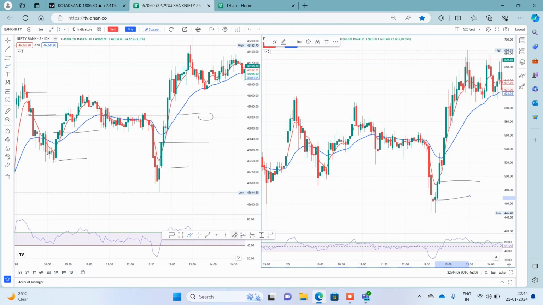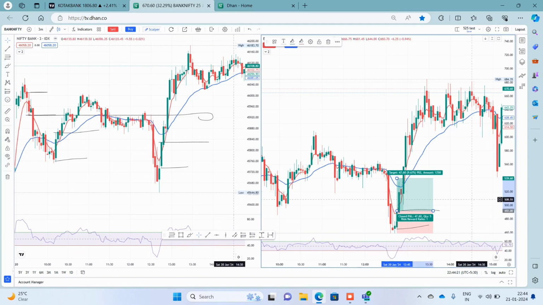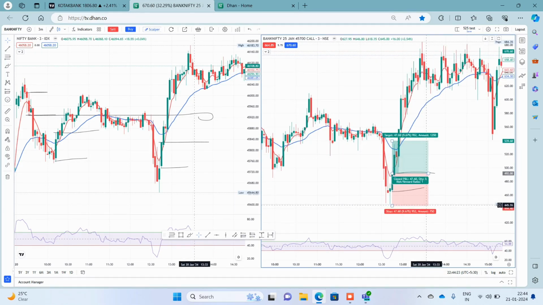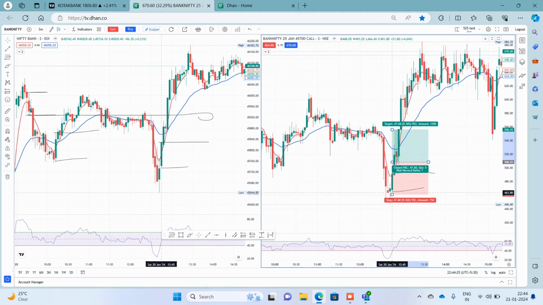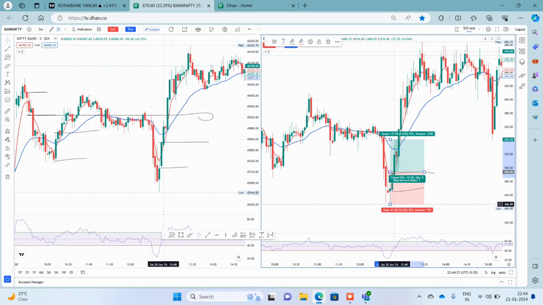Okay, if you see on this with 30 points stop loss, how much did you get? It went up to 685. If we see how many points you got on this trade, let me put SL here. This is our entry and here is our SL.